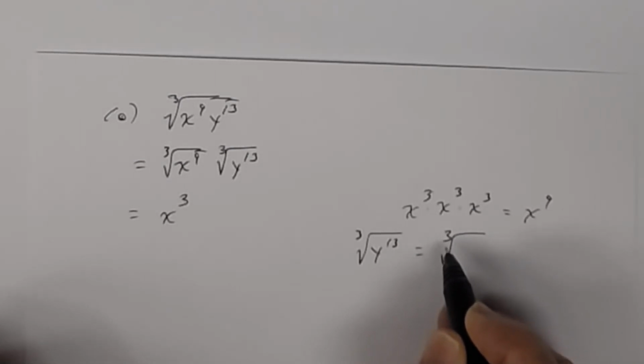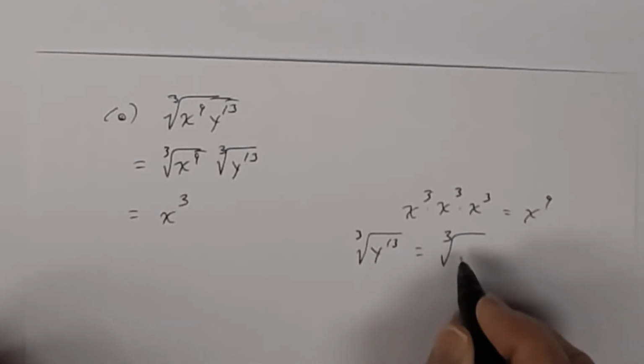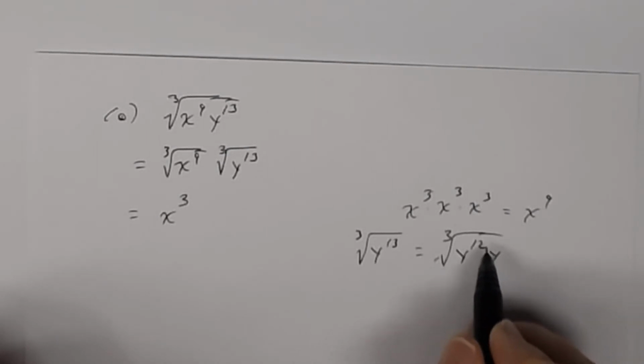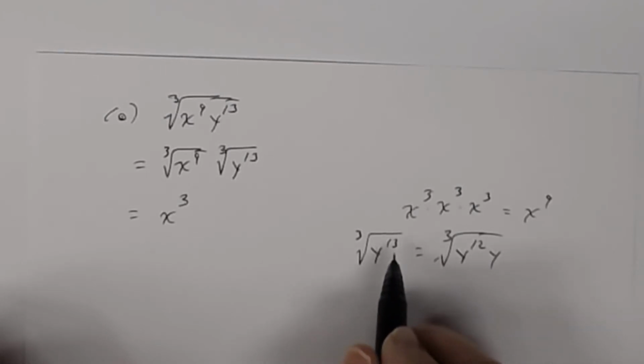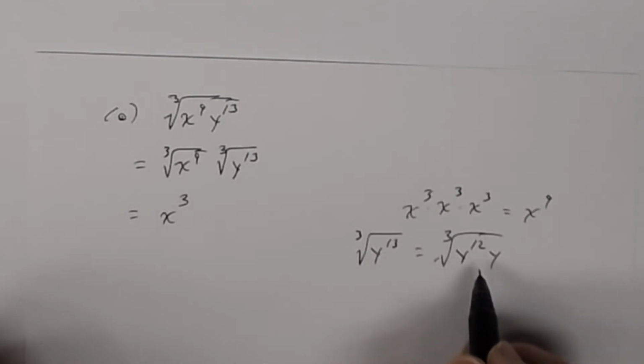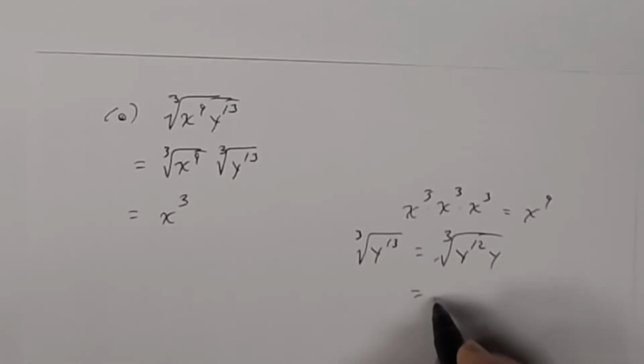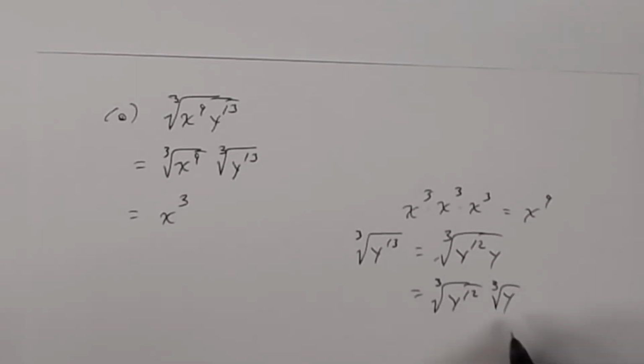Don't forget to say cube root; if you leave it off, that means square root. Cube root of y to the 12th times y. Multiply like bases, you add exponents. So you see how I'm writing this? It's important when you begin your study of this to do it like this. Otherwise, your thought process will be disorganized, you're going to make errors, and you're not going to learn it the way you need to. Then I'm going to use the product property. So that's the cube root of y to the 12th times the cube root of y.